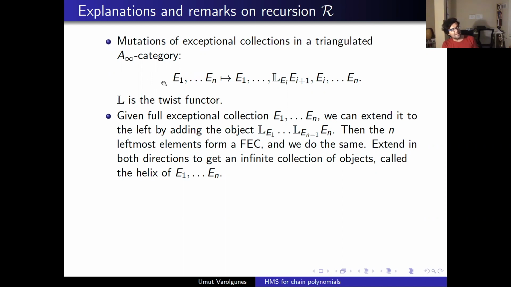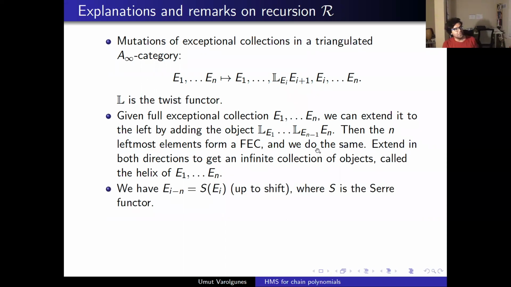And if you look at the leftmost n of these objects, again I get a full exceptional collection, because it's some particular sequence of mutations that I applied. Then you can do exactly the same thing to those n things and extend by one more, etc. You can do the same thing towards the right, but now you have to use right mutations.